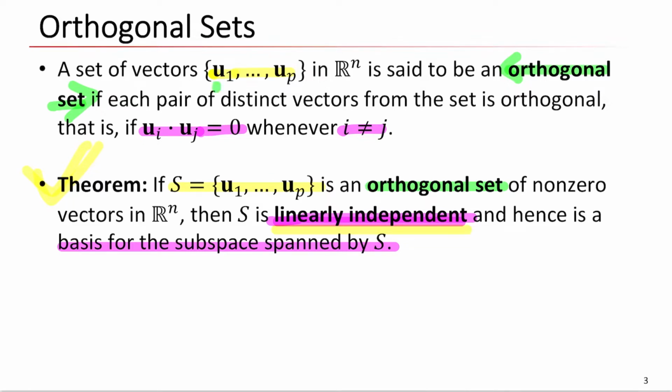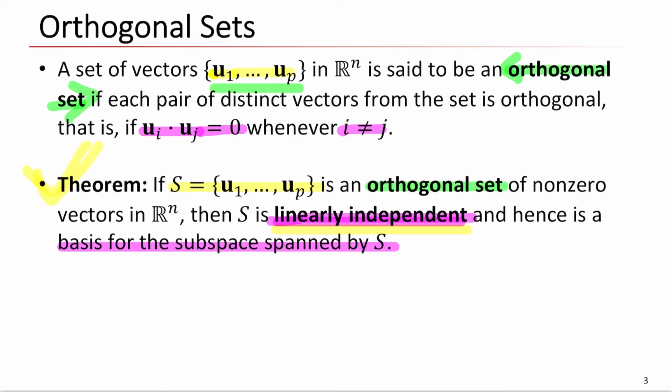A set of vectors u1 through up in R^n space is said to be an orthogonal set if each pair of distinct vectors from the set is orthogonal. That is, if ui inner product uj is equal to 0 whenever i is not equal to j, right? So this is the definition of the orthogonal set.